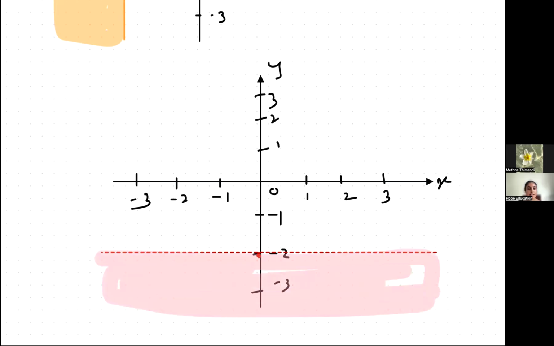Then the next one is y is greater than x. So again I have to use a dash line, and I will first represent the line. Then y is greater than x means the upper part should be colored. Right? That would be this region.